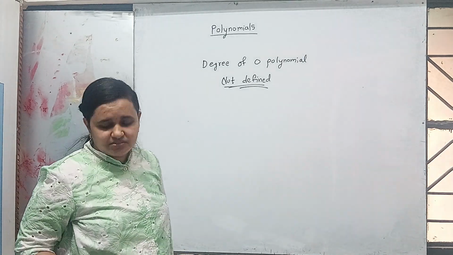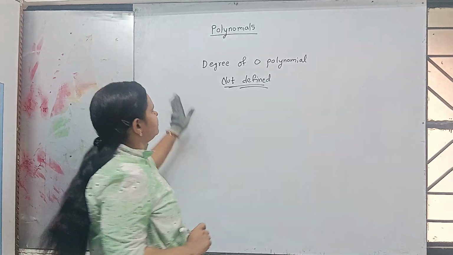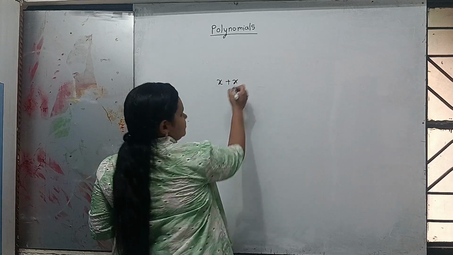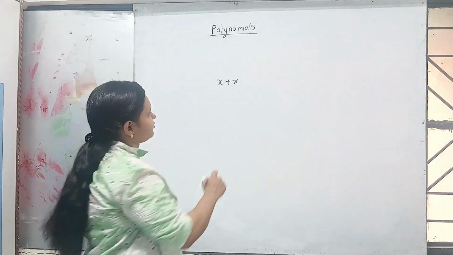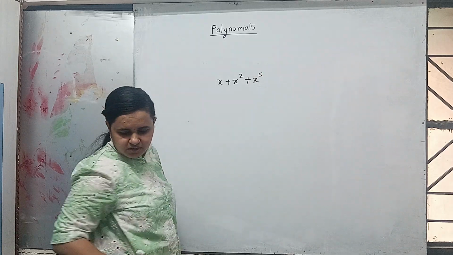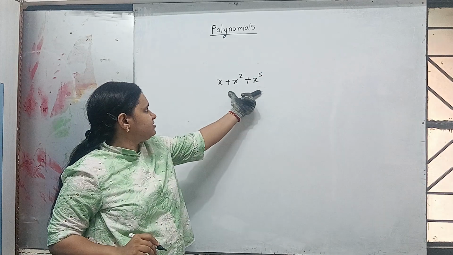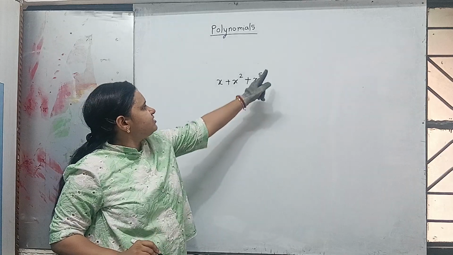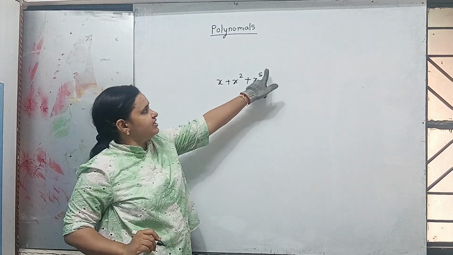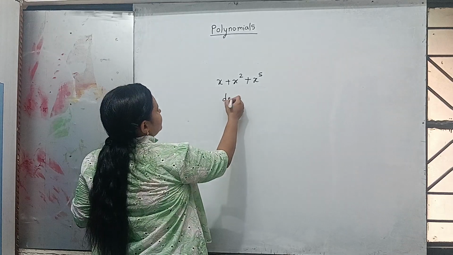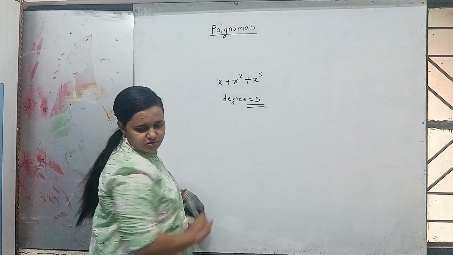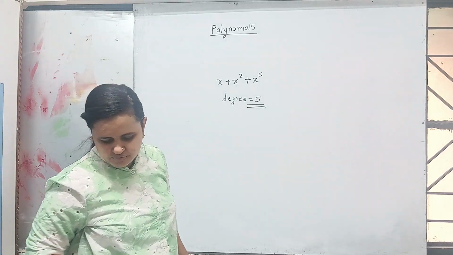Now 11th question. The degree of the polynomial x plus x square plus x to the power 5. Now what is the degree? Degree is the highest power of the variable in the expression. So the highest power here is 5. Therefore the degree of this polynomial will be 5. So our option is 5.